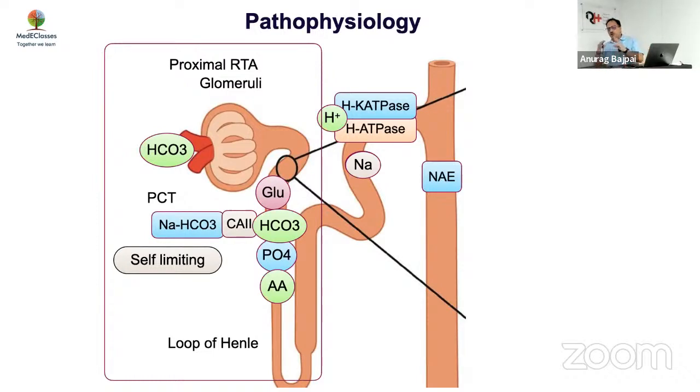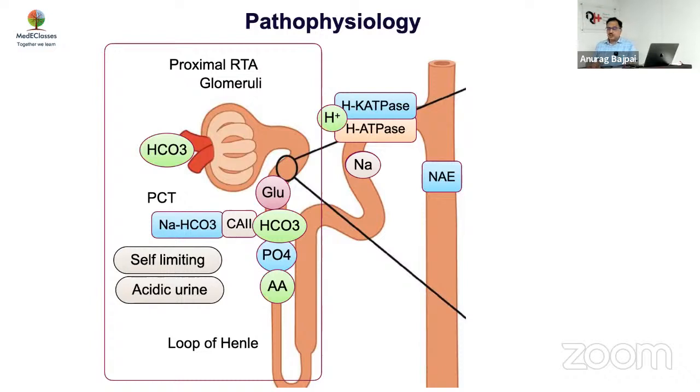So then you will be able to acidify your urine, and that is why it's a self-limiting disease. Typical bicarb levels in proximal RTA are 12 to 20. In my experience, usually it's around 15, 16, something like that. Once the blood becomes acidic, the urine also becomes acidic. So this is very, very important.